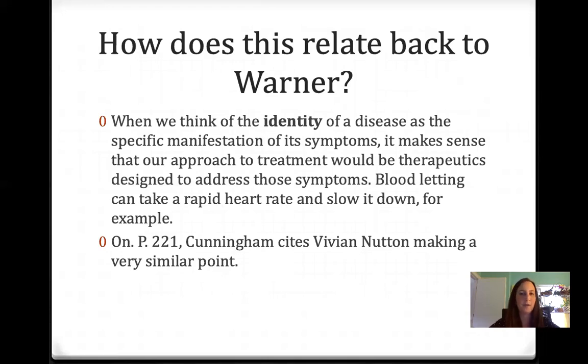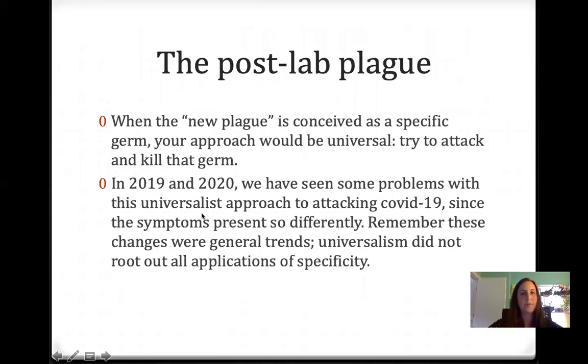Bloodletting can make a rapid heart rate slow. You might lance a boil or a bubo in order to let it release its pus. On page 21, Cunningham cites Vivian Nutton, who makes a very similar point. The post-lab plague is entirely different. The way doctors think about it is completely different.